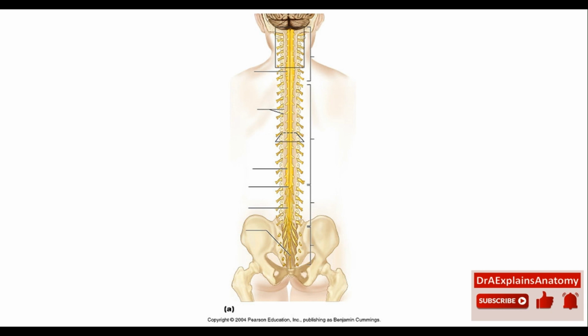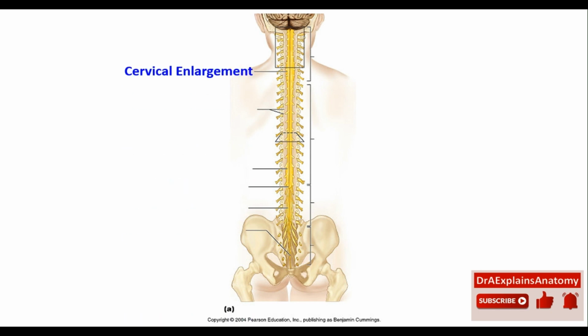As we mentioned in the previous videos, the brain and the spinal cord are both part of the central nervous system. The brain is protected by the skull, whereas the spinal cord is protected by the vertebral column. The vertebral column consists of the cervical vertebra, the thoracic vertebra, and the lumbar vertebra.